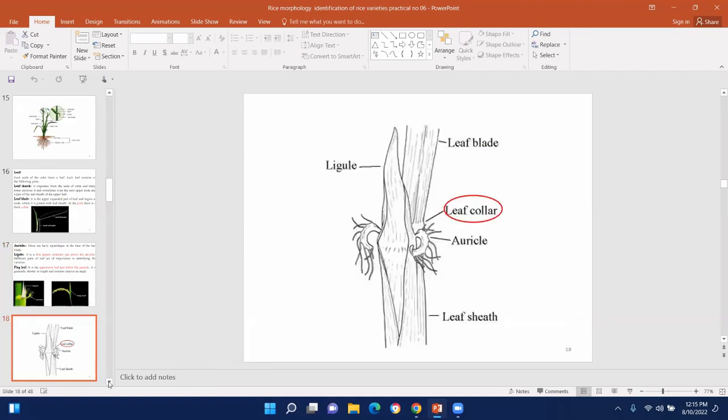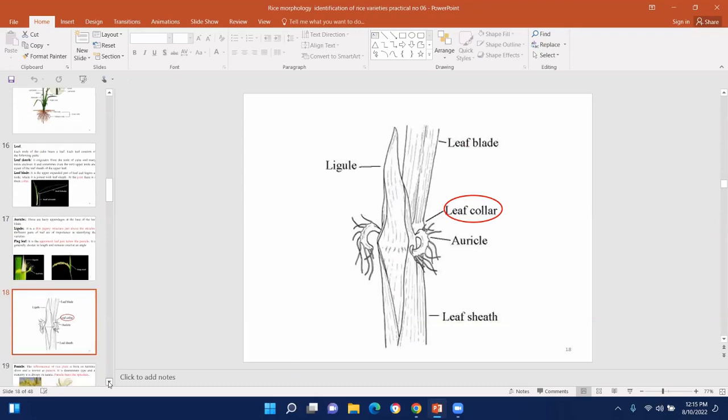Can you see this picture? I already showed this picture again. So that is for you.